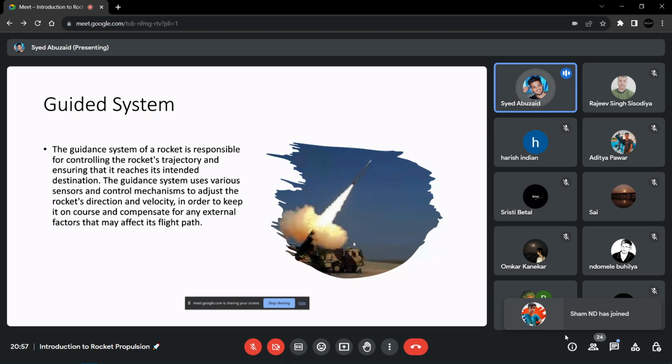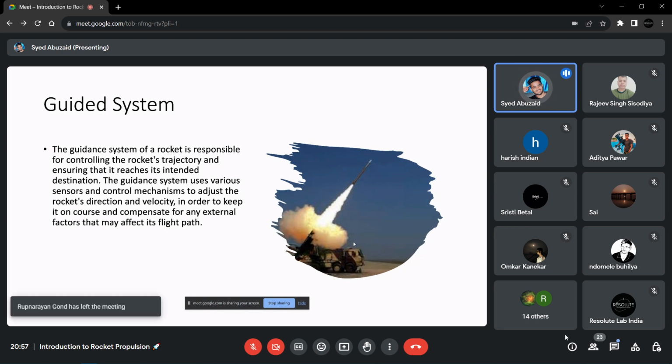So I will show the flight controllers, the ones we are using nowadays inside drones, aircraft, anything. The flight controller is responsible for the guided system. You can use your drone flight controllers in rocketry also. The flight controller provides the exact trajectory and location for your rocketry to travel from point A to point B.